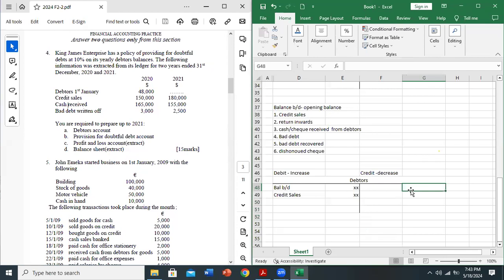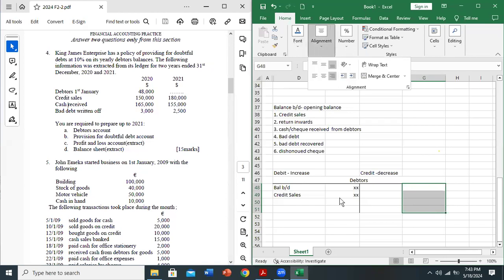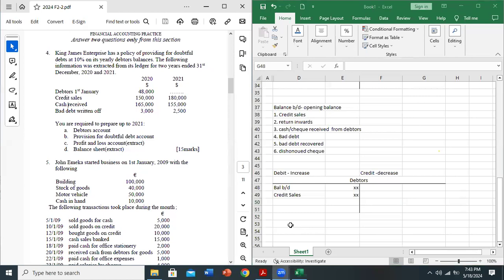Who's going to share the idea? Return invoice. Okay. You people prefer typing in the chat. It reduces, that's true. So if return invoice is going to reduce or decrease the debtors balance, then we have to credit it. So we are going to credit returns inwards.